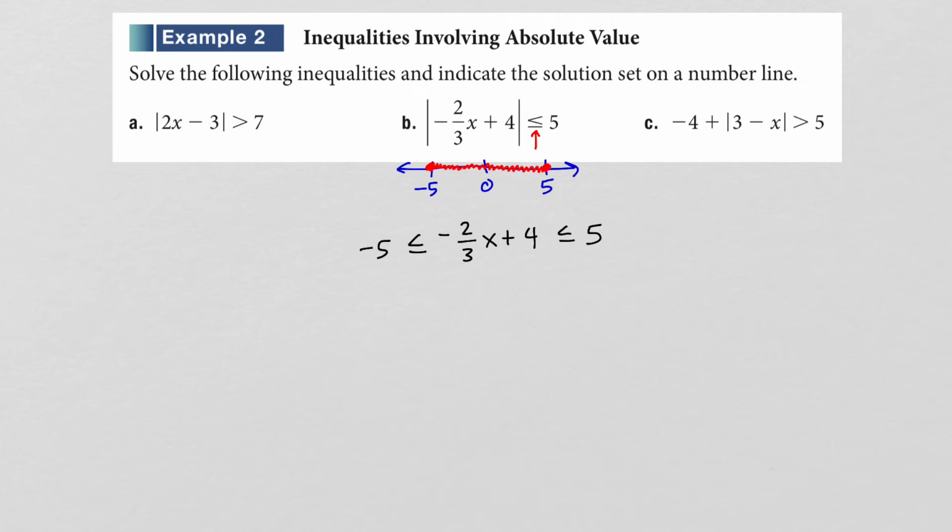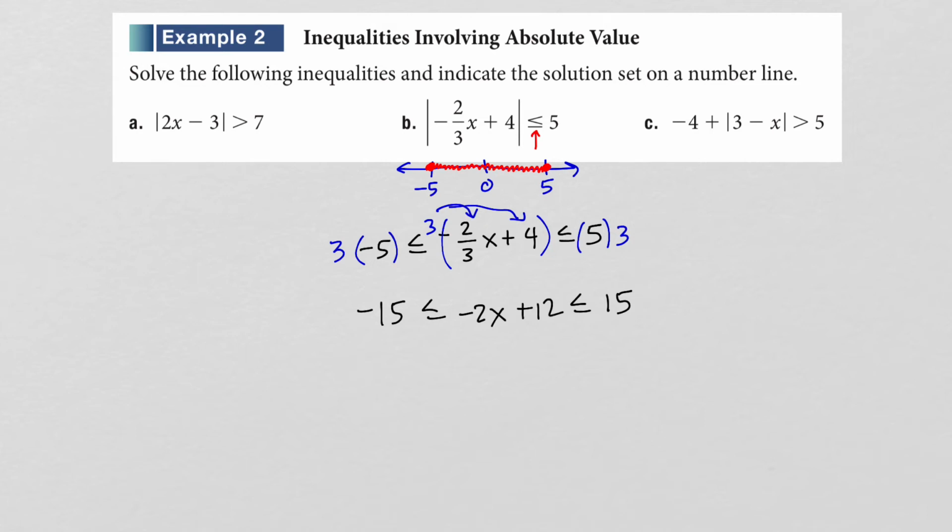Now, there's a couple of ways to do this. I'm a fan of getting rid of fractions whenever you can. You don't have to. You could subtract 4 from both sides, or from all 3 parts, actually. But again, I like getting rid of the fractions, so I'm going to multiply everything by 3. 3 times negative 5 is negative 15. 3 times positive 5 is positive 15. And in the middle here, 3 times negative 2/3 x is going to leave us with negative 2x. And 3 times positive 4 is positive 12.